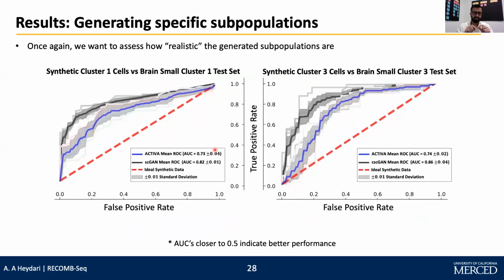We can also do this for a specific cell population. What if we generate a specific cell population? We can ask the same question: can a classifier distinguish the difference between the data that we're generating and the real data? In that case, also, we see that ACTIVA is doing a better job than CSCGAN, which is the model that generates specific cell populations. So these were really good signs of our model doing a good job.